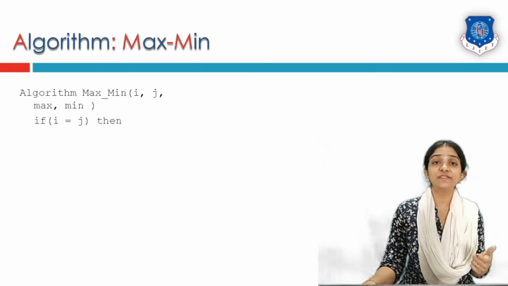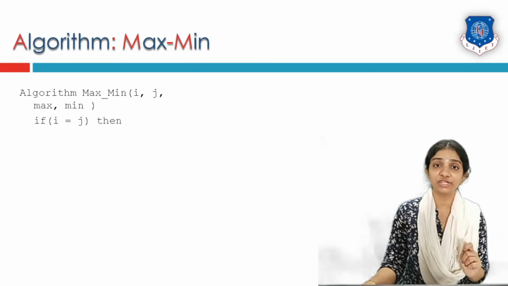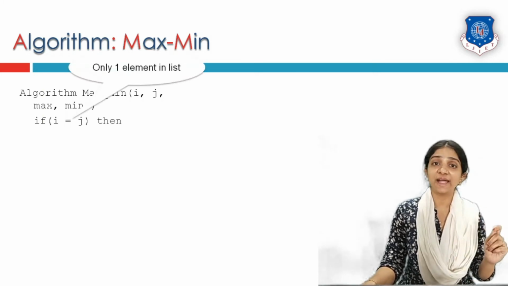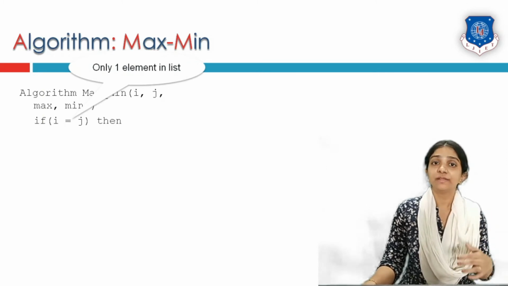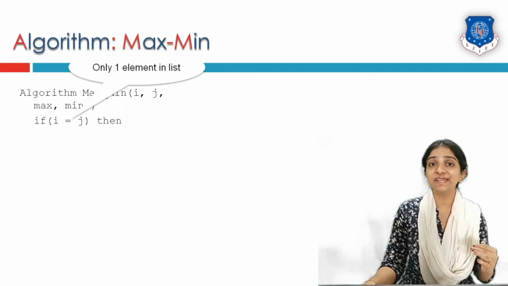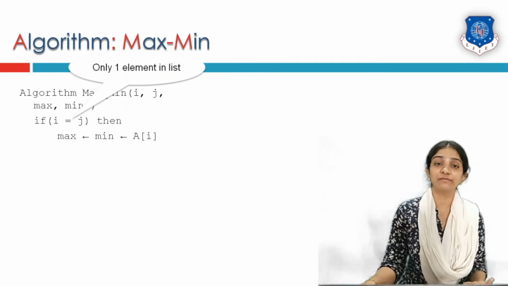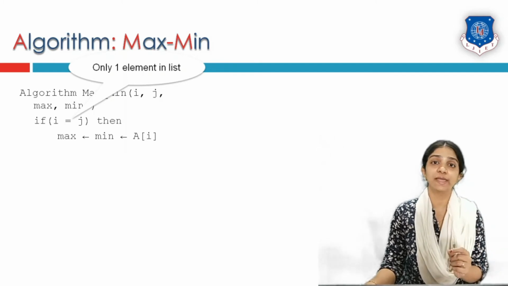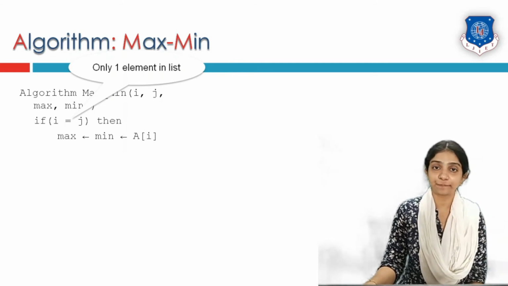So here we first check i is equal to j. That is our very first condition. If starting index is equal to the ending index, we deduce that the array contains only one element in it. That means if there is only one element in a list or sublist, min and max both will be the element itself. So we assign the element a of i to min and max because i is equal to j, that is, starting index is equal to ending index.